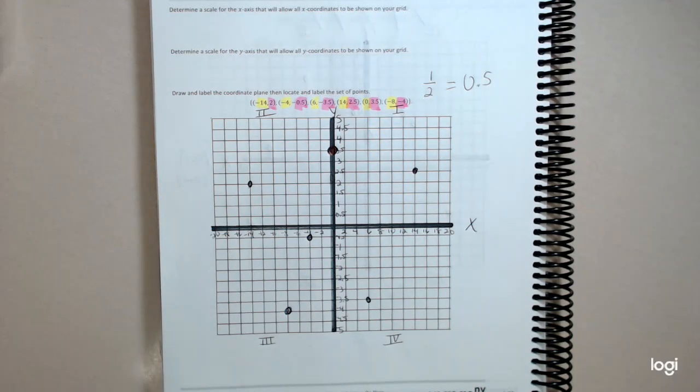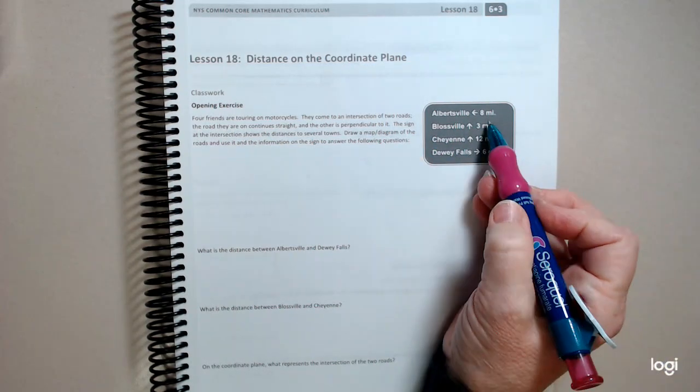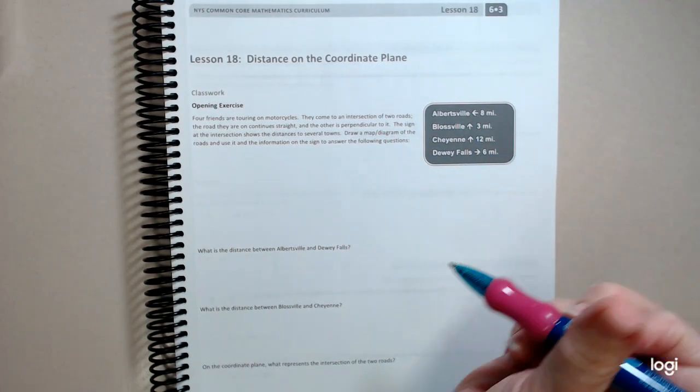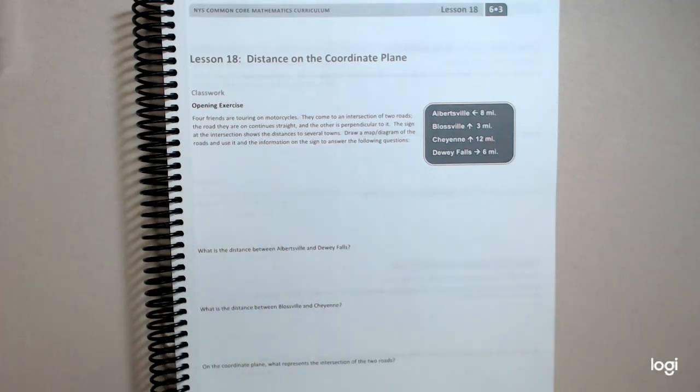Okay, so let's go ahead and we are going to move over to lesson 18. Lesson 18 now is looking at distance on the coordinate plane. So we have here like a street sign showing us how far these towns are. It says 4 friends are touring on motorcycles. They come to an intersection of 2 roads.